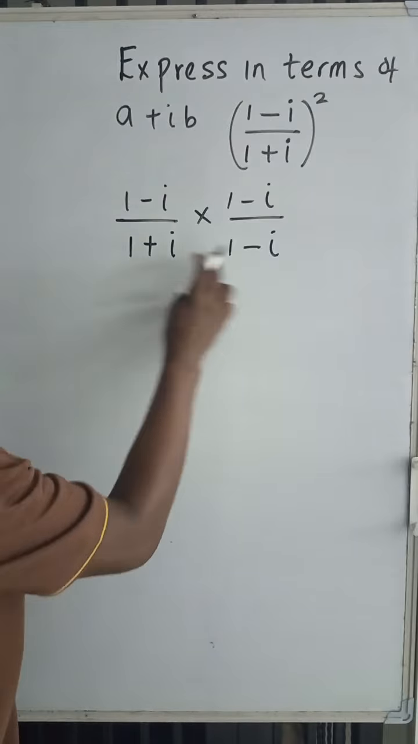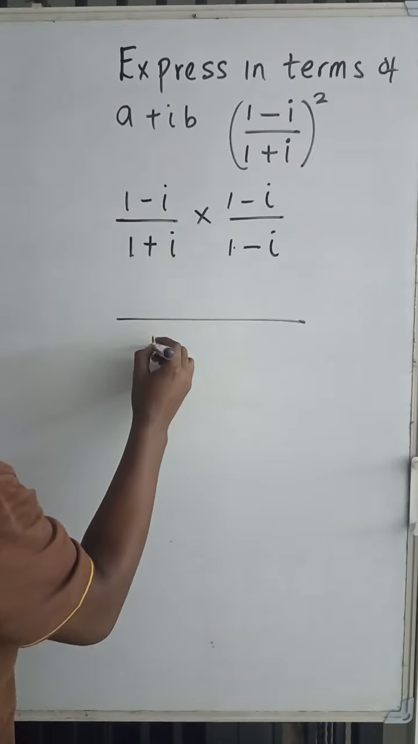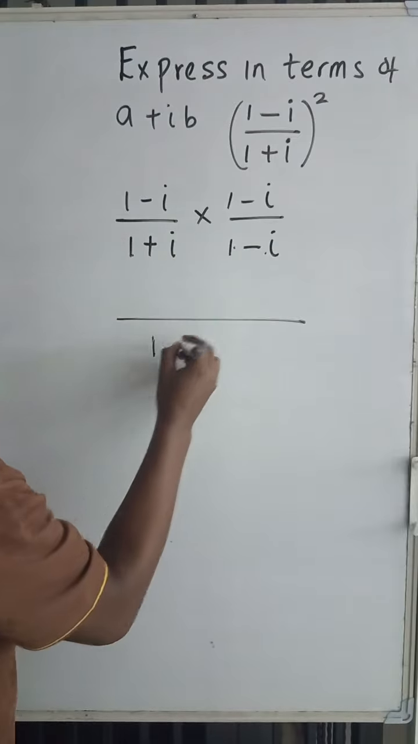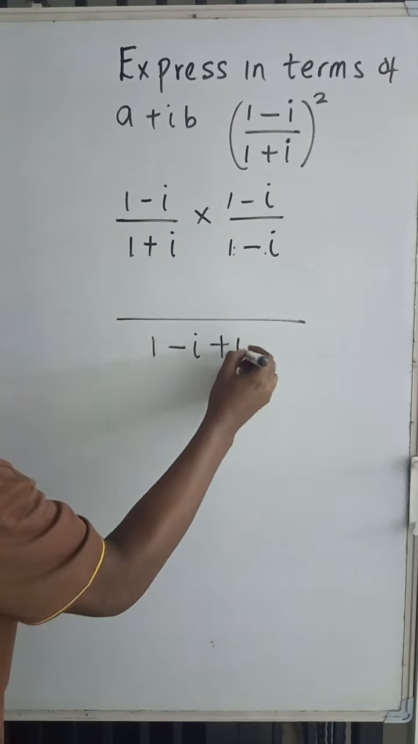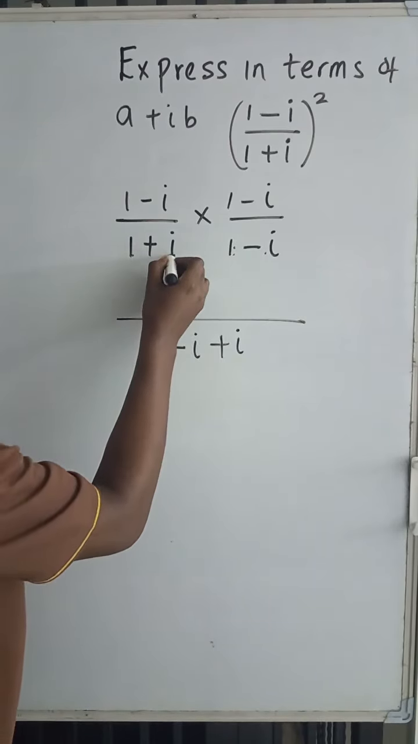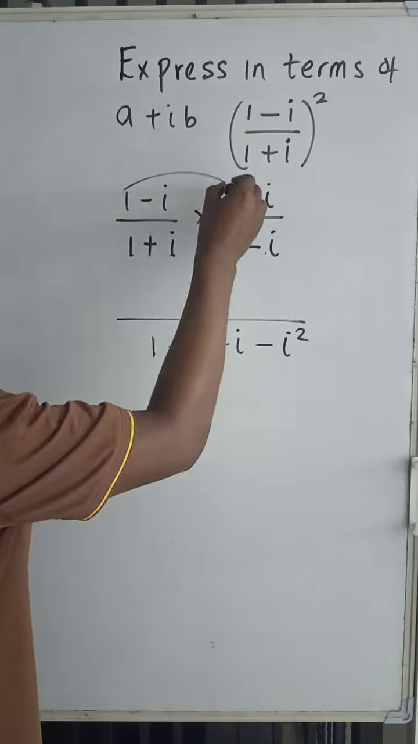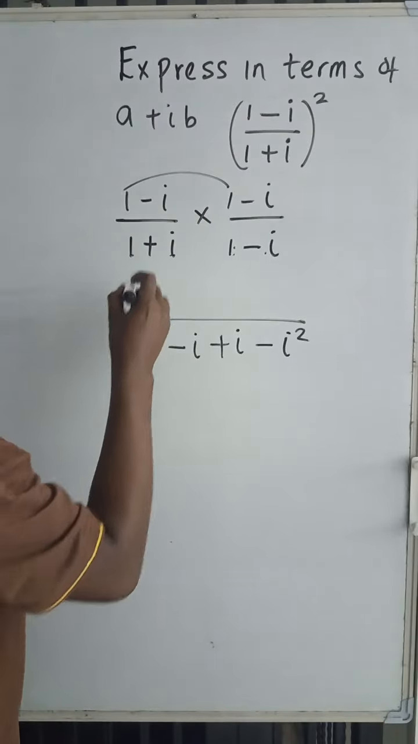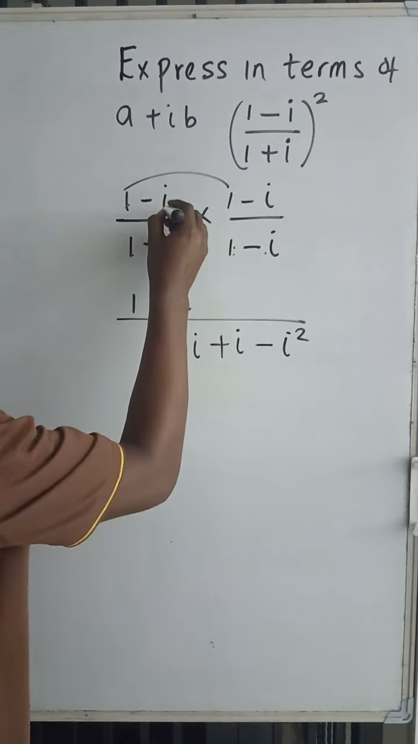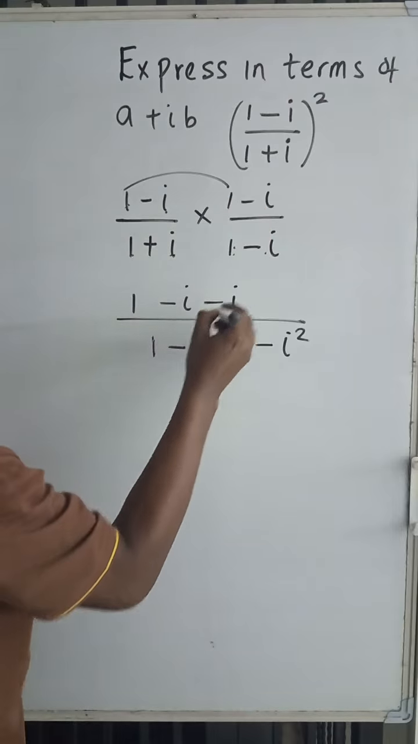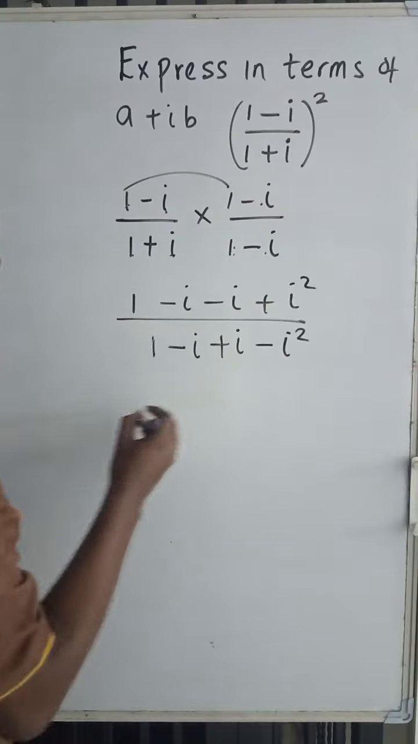Now, the conjugate will now be what? The denominator will now be 1 times 1 is 1. The 1 times minus i is minus i. Plus i times 1 is plus i. Then plus i times minus i is minus i squared. Then you go with the numerator. 1 times 1 is 1. 1 times minus i is minus i. Minus i times 1 is minus i. Minus i times minus i is plus i squared.